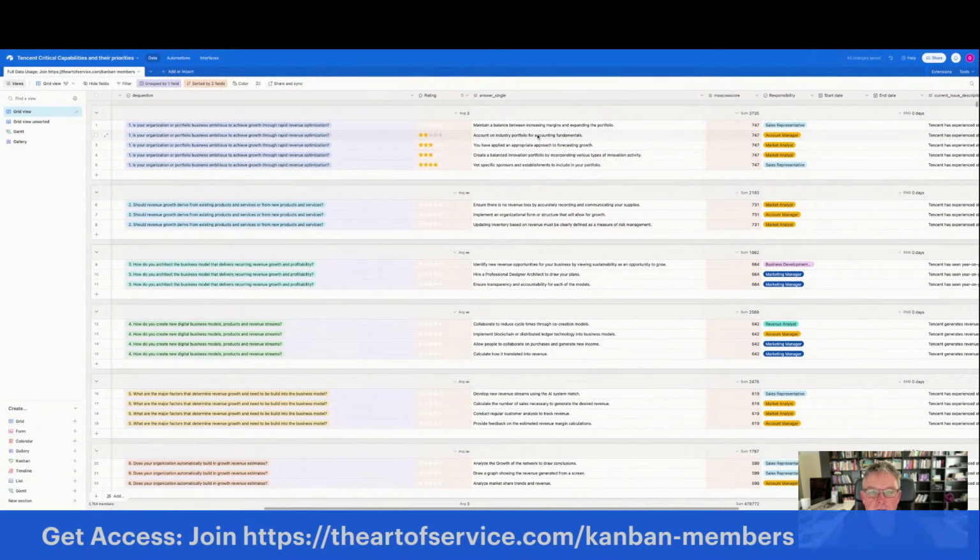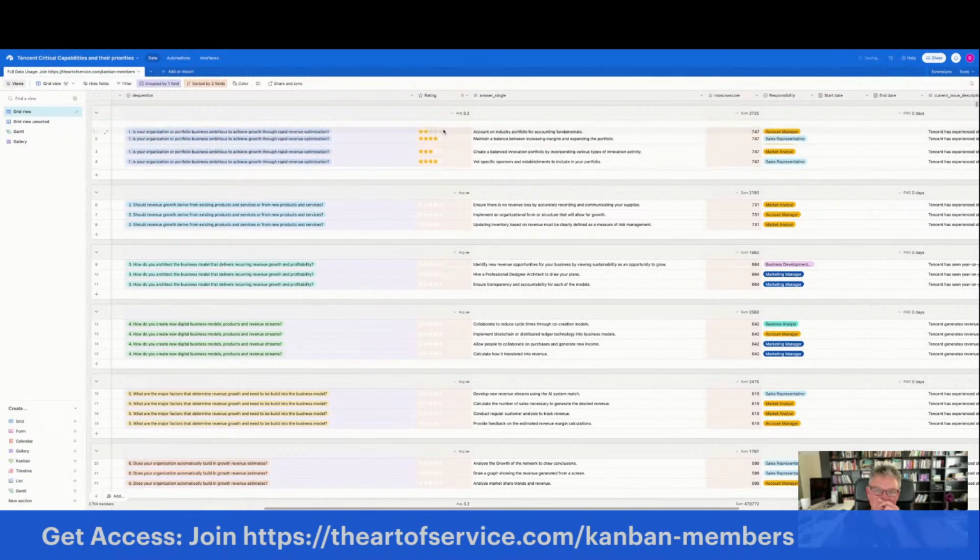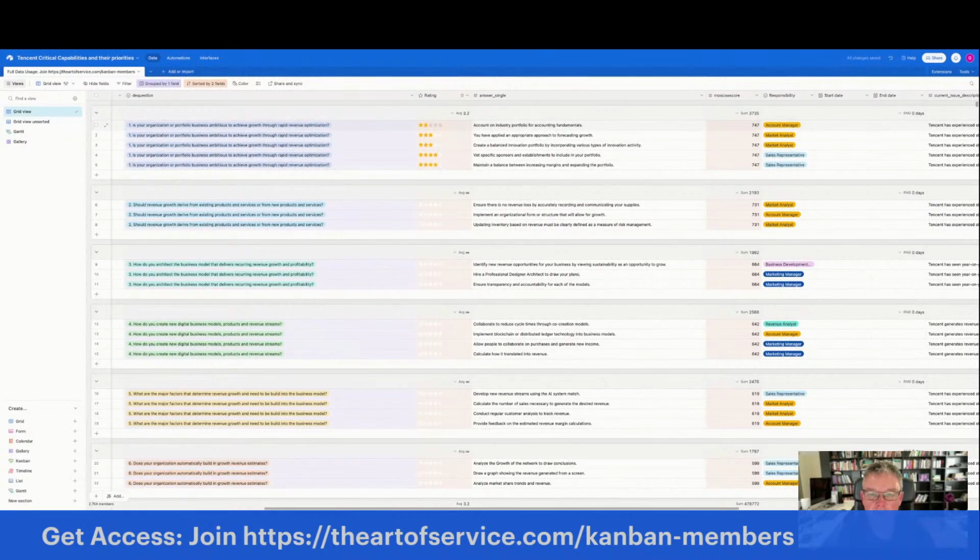Maintain a balance between increasing margins and expanding the portfolio. We're keeping a tight ship. We're keeping a tight eye on that. So these are the areas that I'm comfortable with. Now, let's go to the next one. We'll do a couple, so we'll get an idea.